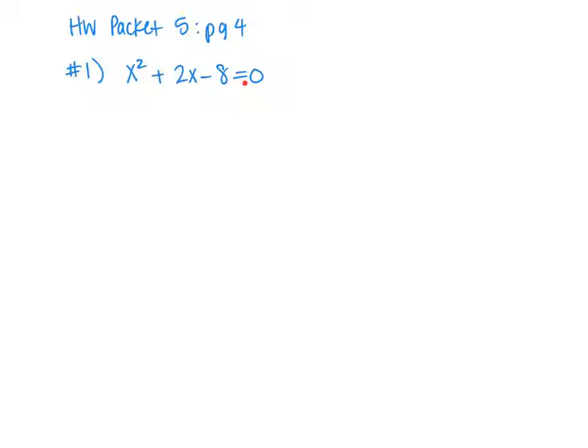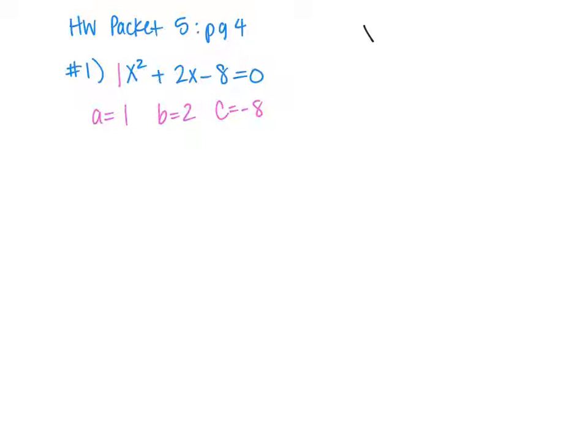Notice how this side here is already 0. And so I can go ahead and figure out what my A, B, and C are. So A here looks like it's 1. It's the number in front of x squared. B here looks like it's a 2. C here looks like it's negative 8. And now I'm ready to use that quadratic formula.